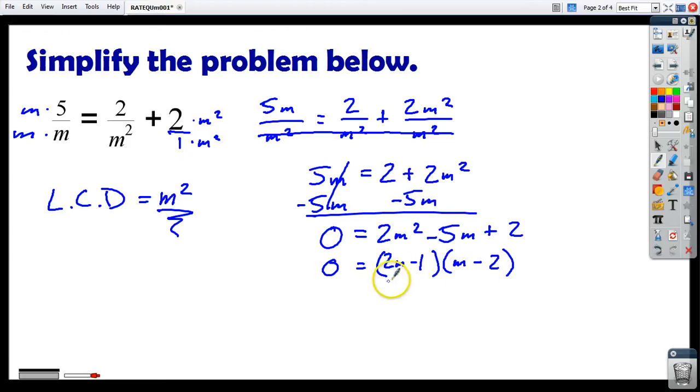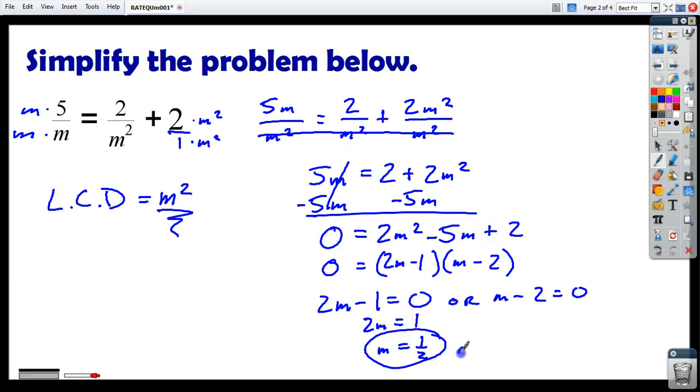So now I can solve by factoring. I factored it out, and I can say, okay, for this to equal 0 must mean that I need this part of the problem to turn into a 0. 2m minus 1 needs to be a 0, or m minus 2 needs to be a 0. And when I solve these, add 1 to both sides, divide by 2, I get m as 1/2, or add 2 to both sides, I get m equals 2. So I get two answers for this particular problem. m can either equal 2 or m can equal 1/2.